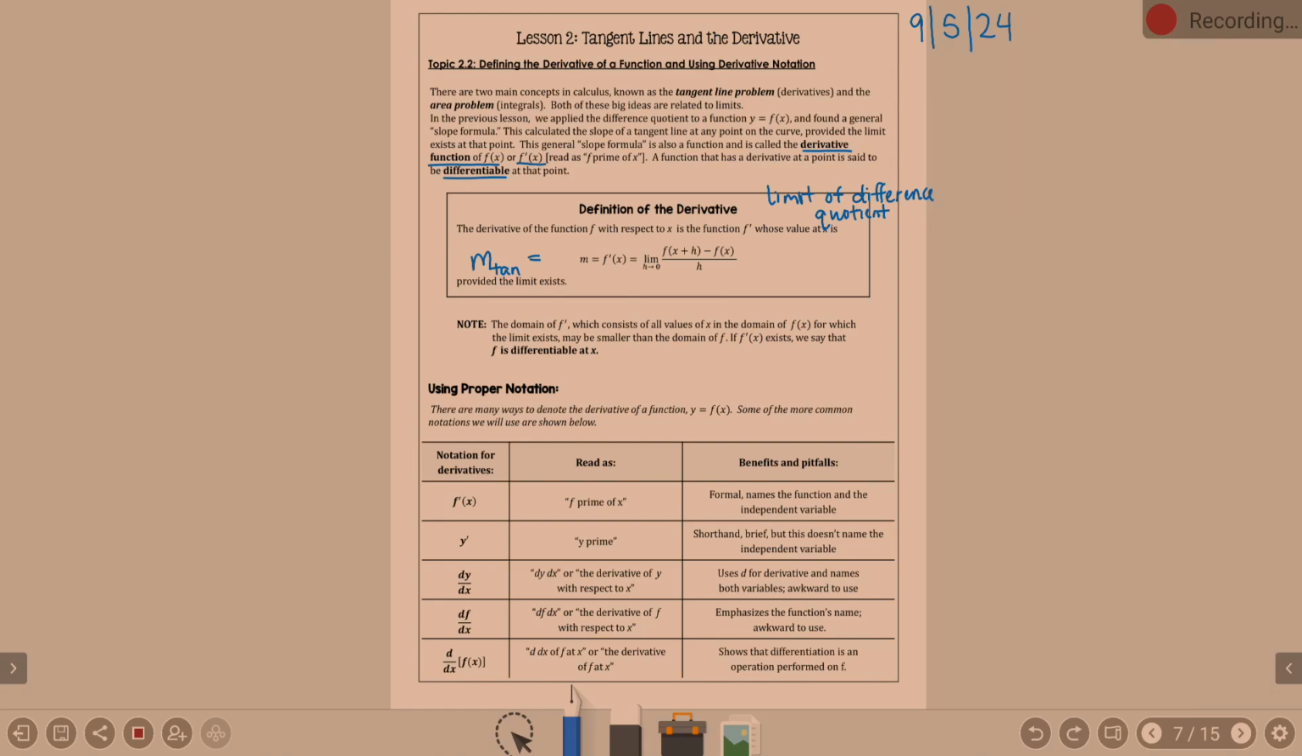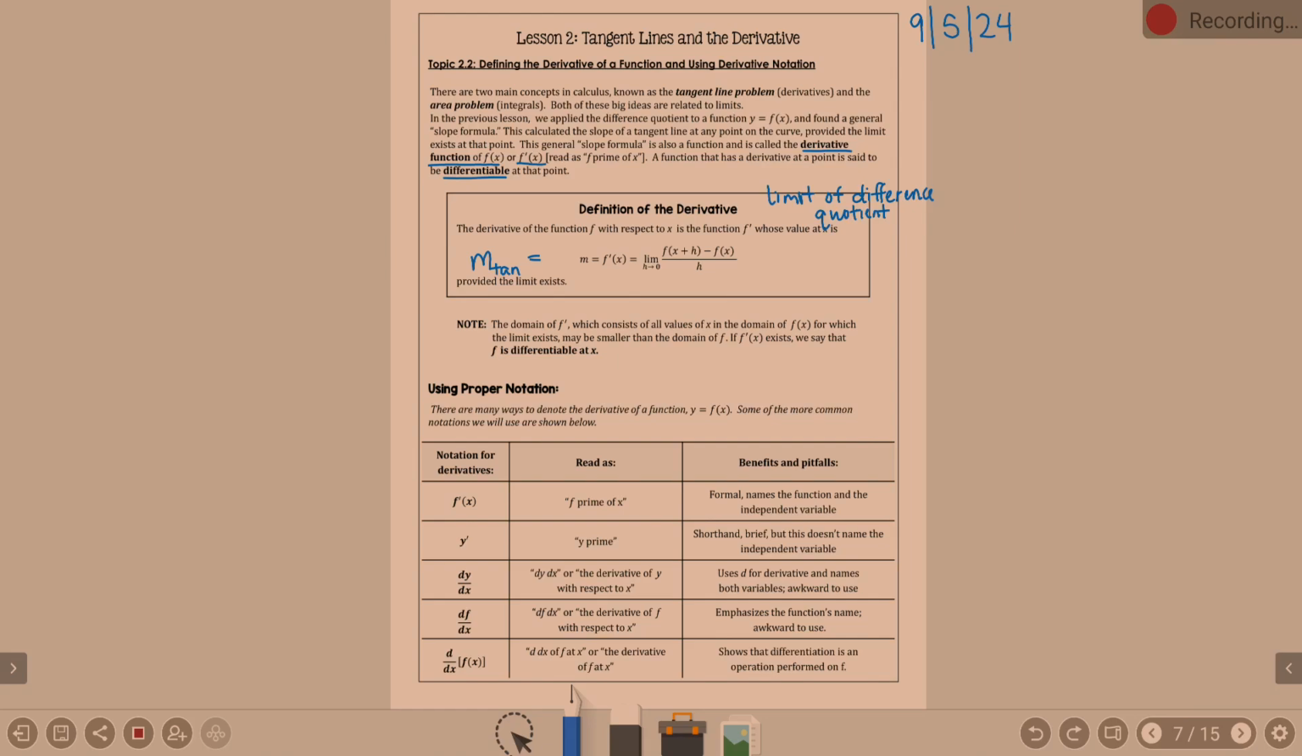The other most common one that we're going to see is dy over dx, or I usually read it dy dx, or the derivative of y with respect to x. So it uses d for the derivative, and it names both variables. The comment is awkward to use. Of these three, it's probably my least favorite to use, but it does definitely tell you it's the derivative of y with respect to x.